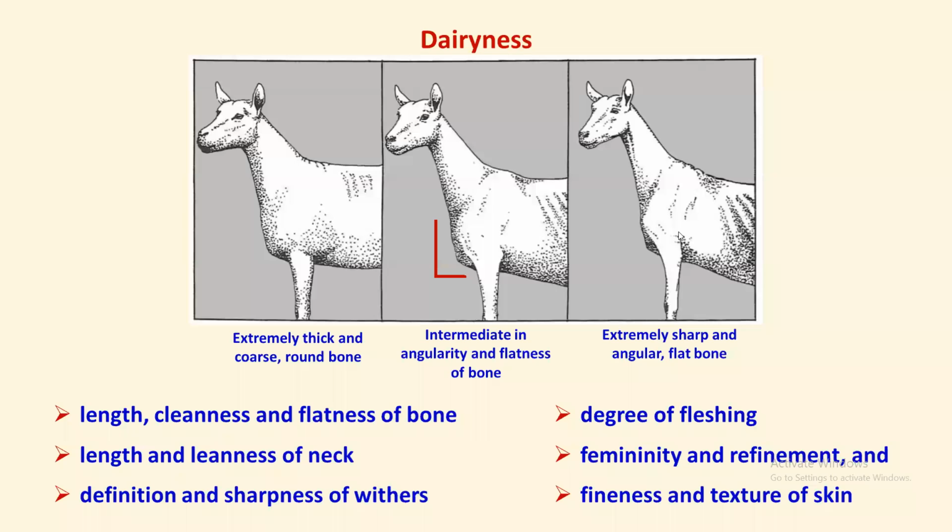But if this kind of animal is not there, you can go with this intermediate animal, which is in between, intermediate in angularity and flatness, the middle one. You can go with the middle one.